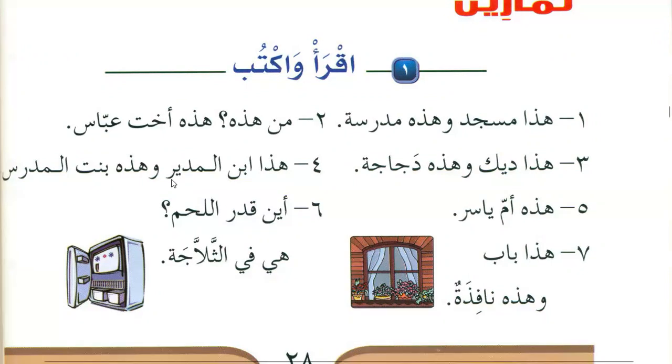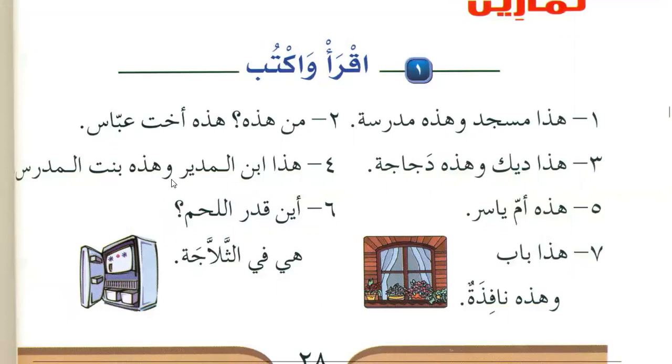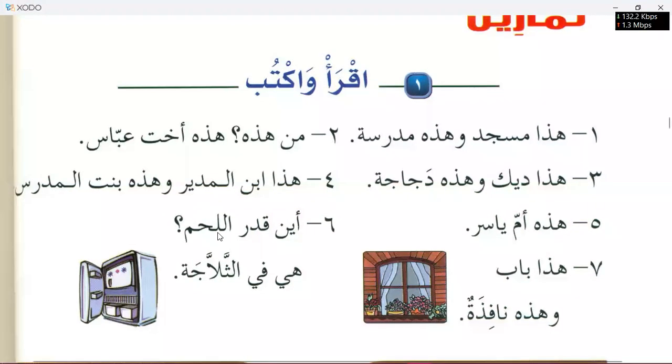Hazabnul mudiri wa hazihi bintul mudarris. Keep it separate. There is no alif here, so we'll keep it separate. Hazihi bintul mudarrisi. It means, haza, this is the son of the principal, and this is the daughter of the teacher.